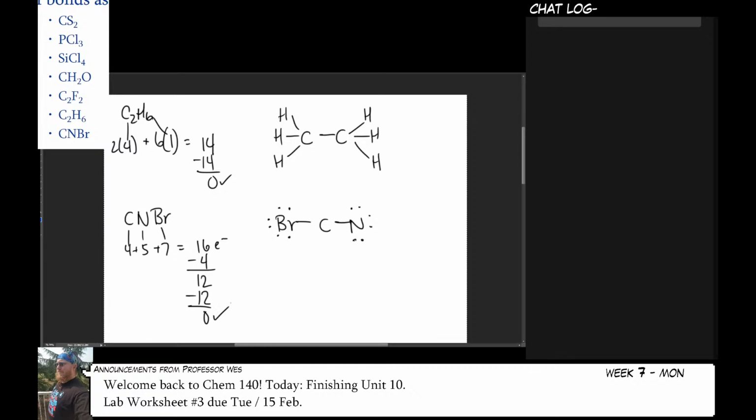Who do I make more bonds to my carbon? Remember, bromine only wants to make 1 bond, right? Nitrogen wants to make 3 bonds. And so I'm going to just erase 2 of these non-bonding pairs to turn it into 2 more bonds to give carbon its octet. And this is the correct structure.